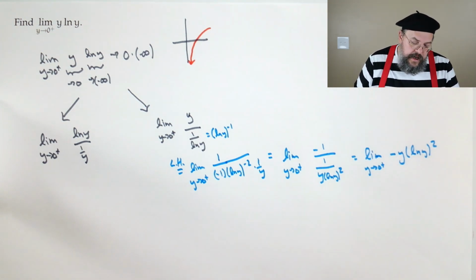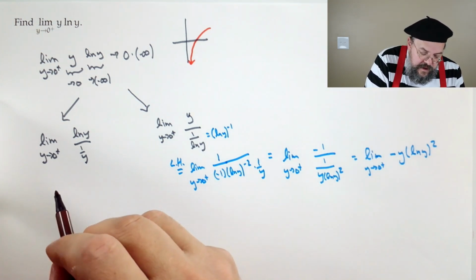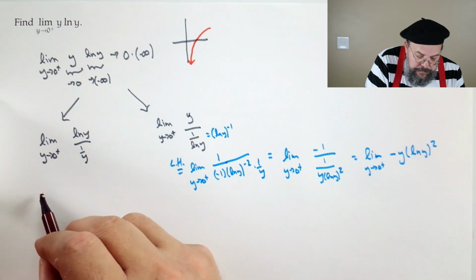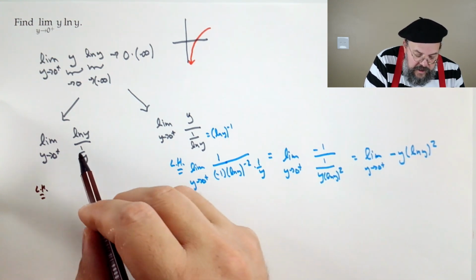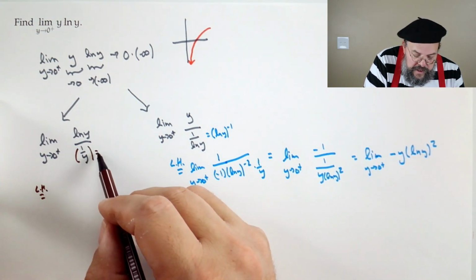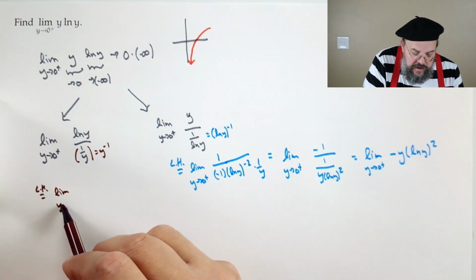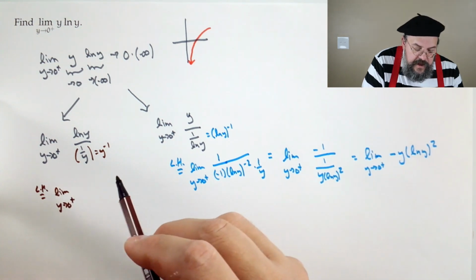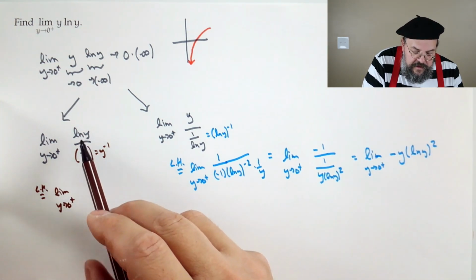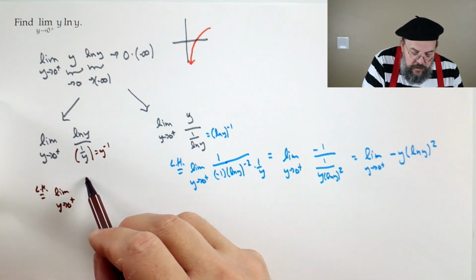Okay, so again, similar process. So we're going to apply L'Hopital here. And we'll again think of 1 over y as y to negative 1. So this is the limit as y goes to 0 from above of, well, upstairs derivative of log of y is 1 over y.